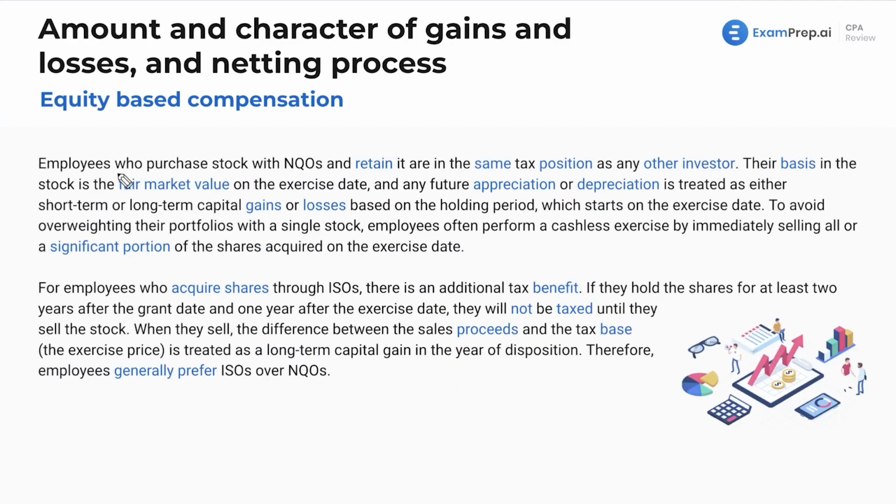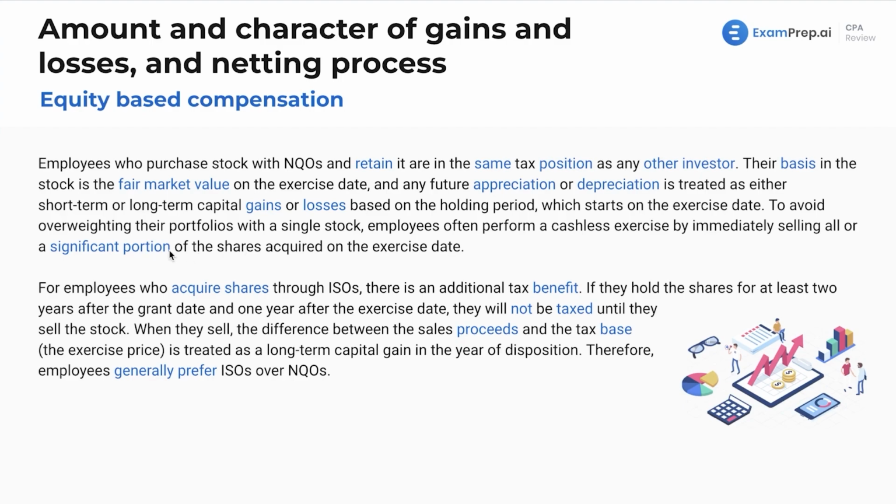Now, employees who purchase stock with NQOs and retain it are in the same tax position as any other investor. Their basis in the stock is the fair market value on the exercise date, and any future appreciation or depreciation is treated as either short-term or long-term capital gains or losses based on the holding period, which starts on the exercise date. So that's a great way to think about it. You're just in the same position as any other investor who just buys in.